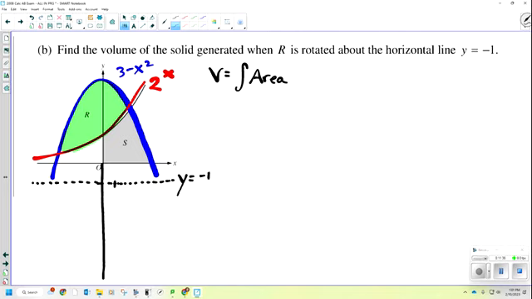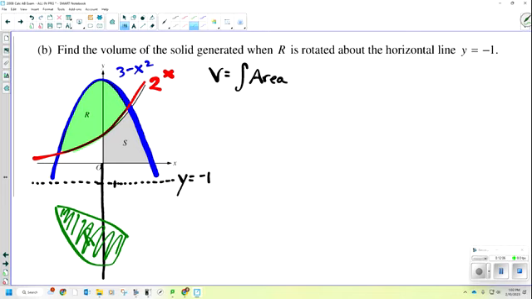Y equals -1. Now, I've got to rotate my 2 to the x and my 3 minus x squared. What do I mean? I'm going to end up with something that kind of curves up like this, and does this kind of mound thing like this, okay? And what's going to happen is as follows. This will be R when it's rotated, okay? We got this whole fancy thing right here.